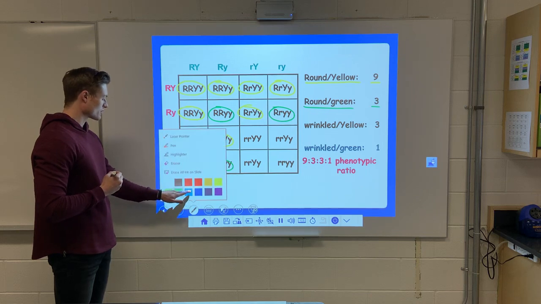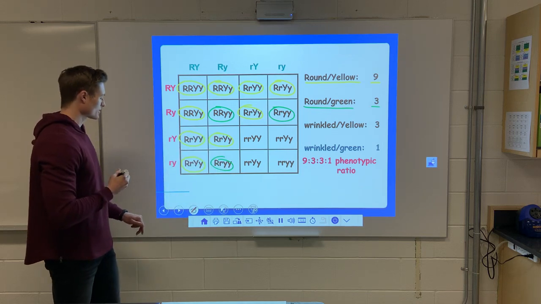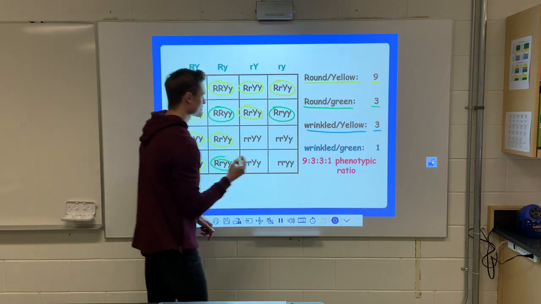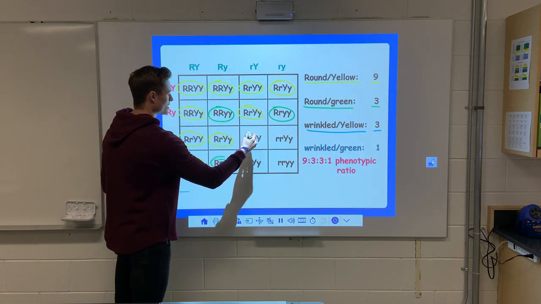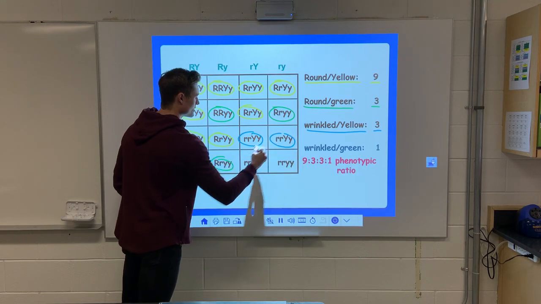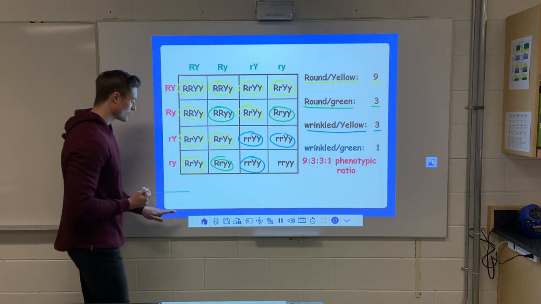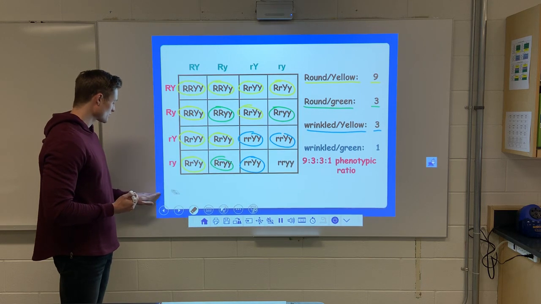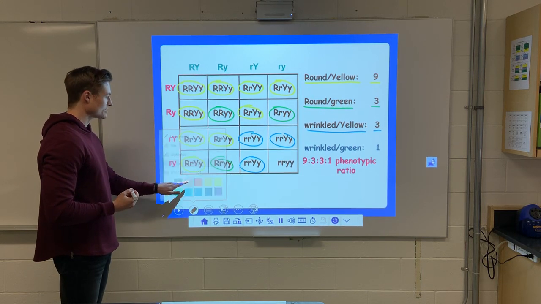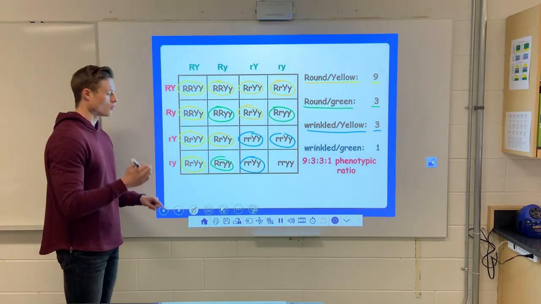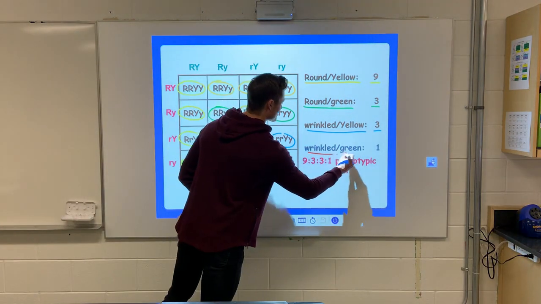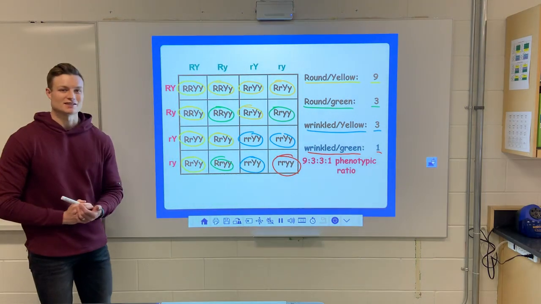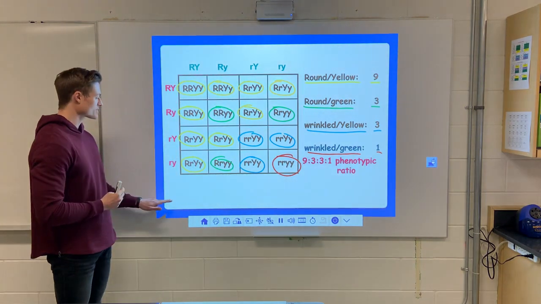Okay, let's move on to our wrinkled and yellow. So this would be 2 little r's and at least 1 big Y. Right there, and right there. And finally, out of 16, we only have 1 individual right here that is wrinkled and green, so double recessive. So 1 out of 16 chance, so very unlikely, but still possible.